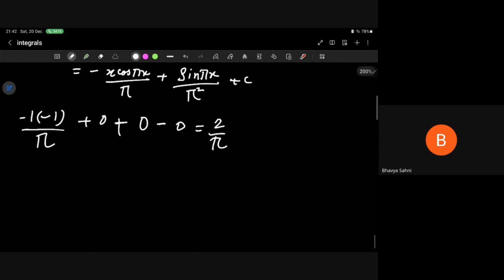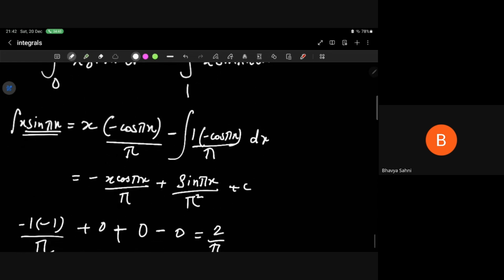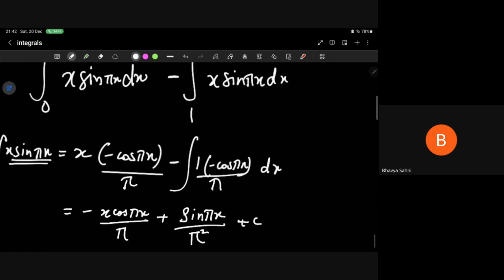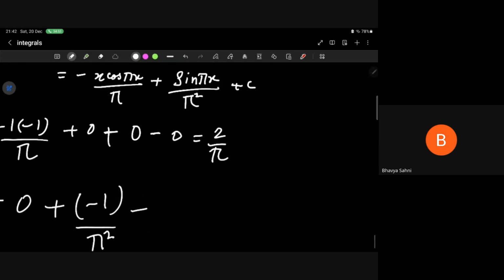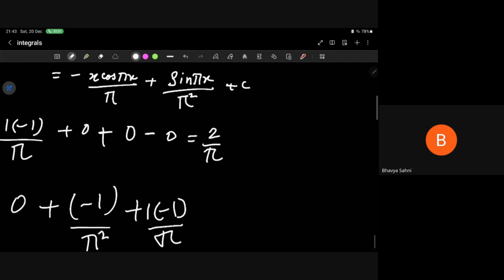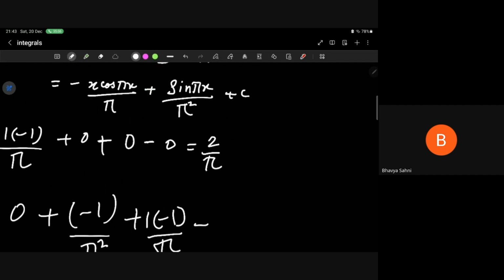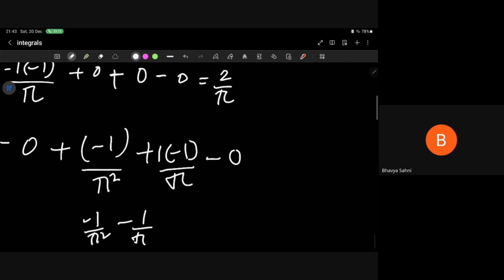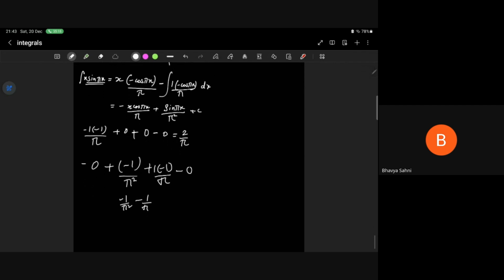Now from 1 to 3 by 2, you will first put the upper limit as 3 by 2. So it will become minus 3 by 2. Cos of 3 by 2 pi means 0, 1, 0, minus 1, 0. So it is 0 only. Plus sine of 3 by 2 pi will be minus 1 upon pi square. So putting the lower value, that is 1, minus of plus 1. Cos of pi x will be minus 1. Then minus of sine of 1. Sine pi is 0. It will be minus 1 by pi square plus minus minus 1 by pi. Correct?